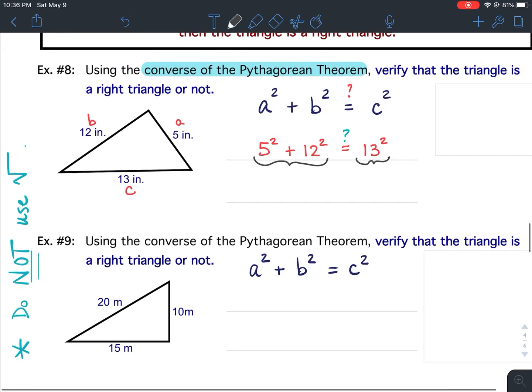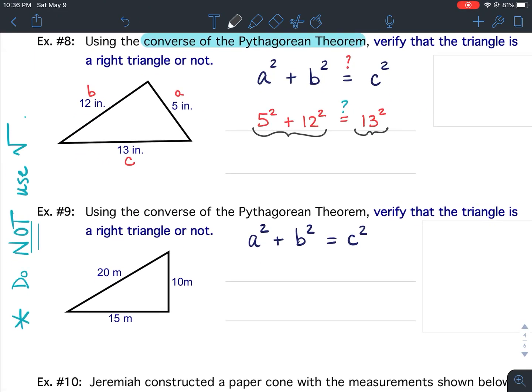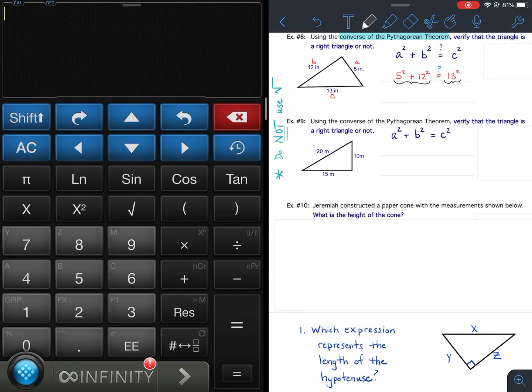Now, one thing I want you to notice, nowhere do we use the square root. We're not using the square root, so notice over here on the side, okay? For problems where you find the converse of the Pythagorean theorem, you do not use the square root. You just put the numbers in exactly how it looks. So in other words, pull up the calculator here. In other words, I'm going to do 5 squared plus 12 squared. Notice I did not put the square root in.